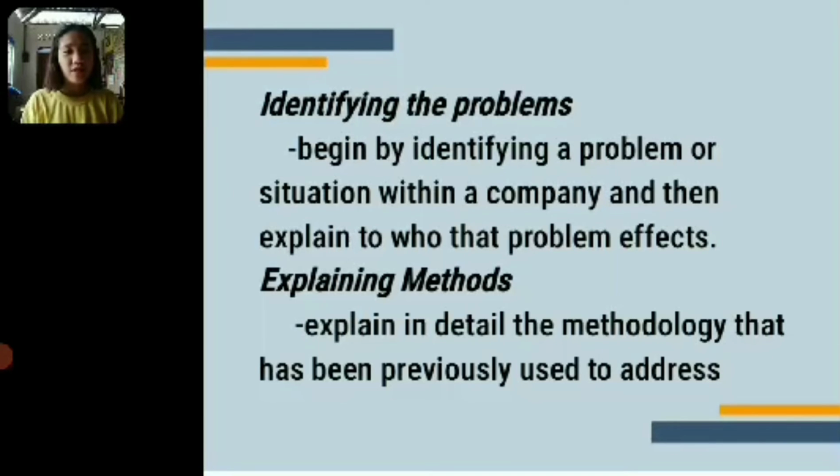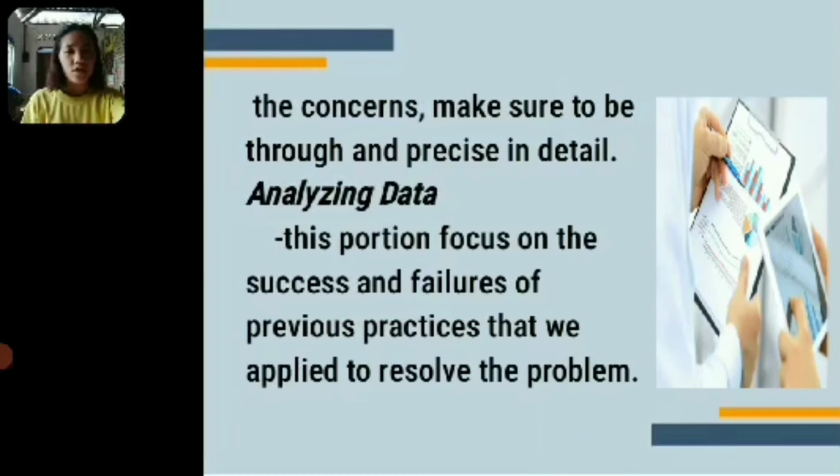Second is explaining the methods. Explain in detail the methodology that has been previously used to address the concerns. Make sure to be thorough and precise in detail. Also, determine which alternative methodologies can be applied to resolve the set of circumstances.